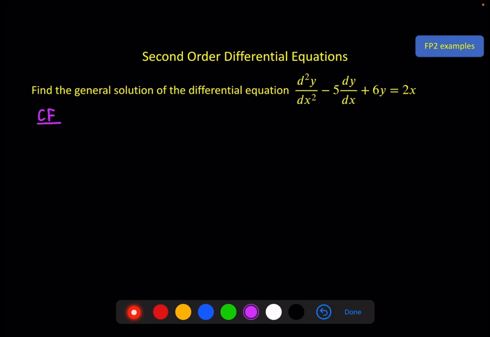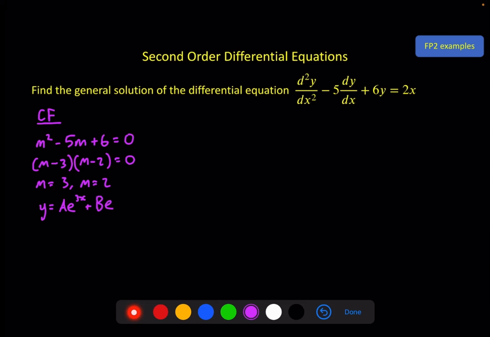To do this, we need the auxiliary equation like we had before. We've got a second derivative with no coefficient, so that's a 1, so that's m squared. And the first derivative has a coefficient 5, and the function y has a coefficient of 6. So this is our auxiliary equation. Solve this as per normal. Here we have 2 real roots, 3 and 2. So our complementary function is y equals a e to the 3x plus b e to the 2x. And that's the complementary function.